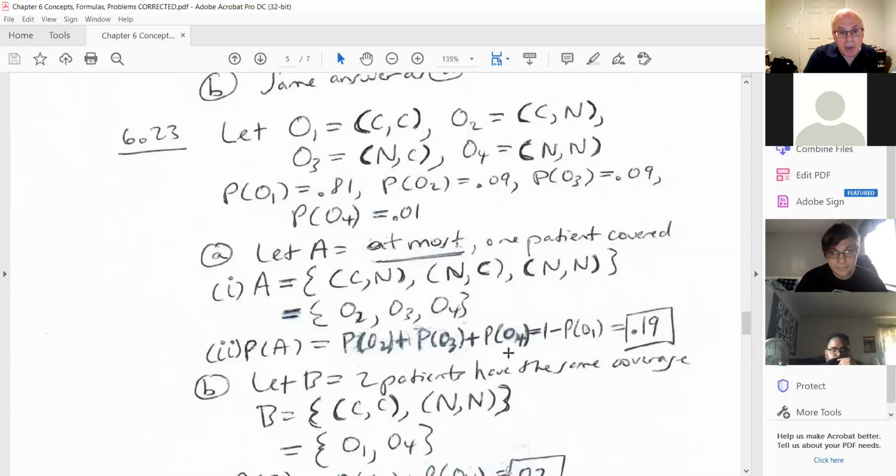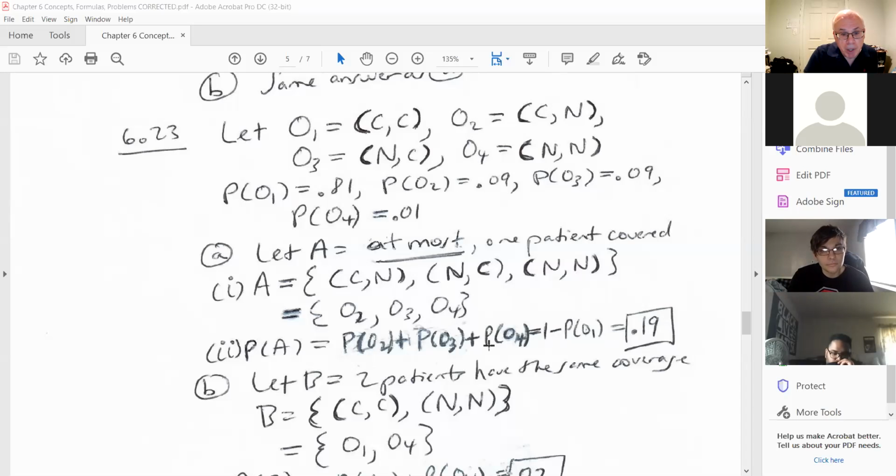The reason we can add them is because for event A, either the first person was covered and the second was not, or the first person was not covered and the second was, or both people were not covered. One of those 3 cases fits event A. Since we're using the word or, we add. And these are mutually exclusive, right? Mutually exclusive means they cannot occur at the same time. So O2 is mutually exclusive from O3 and O4, and the same for O3 and O4. They can't occur at the same time, so we simply add up their probabilities.